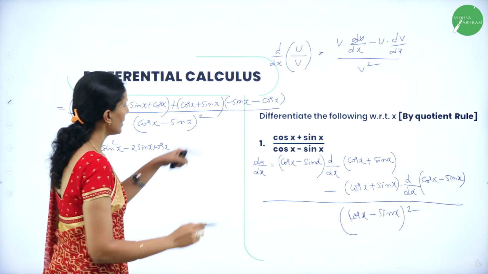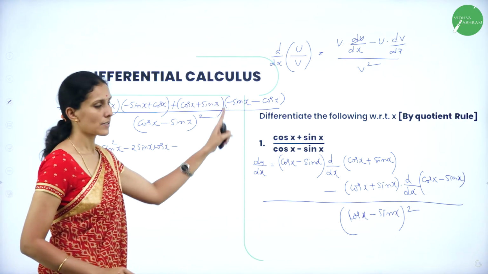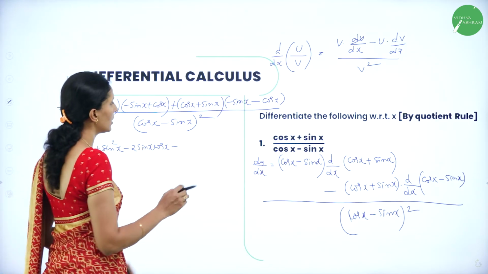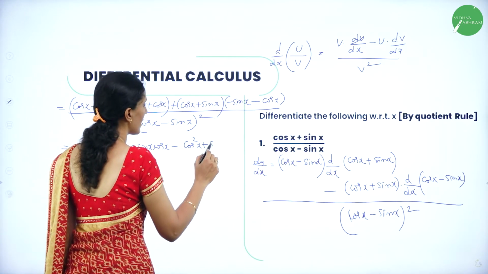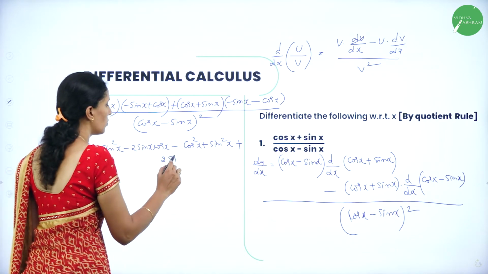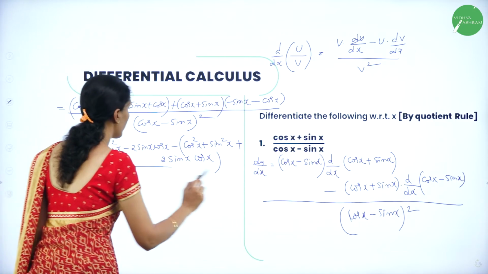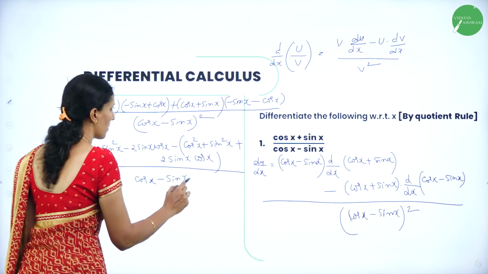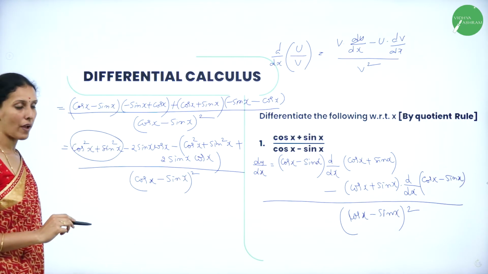Similarly, if you take minus outside here, this is cos x plus sin x, cos x plus sin x, cos x plus sin x whole square. So here you can write this as cos square x plus sin square x plus 2 sin x cos x, whole divided by cos x minus sin x whole square. Now this is the trigonometric identity whose value is 1.